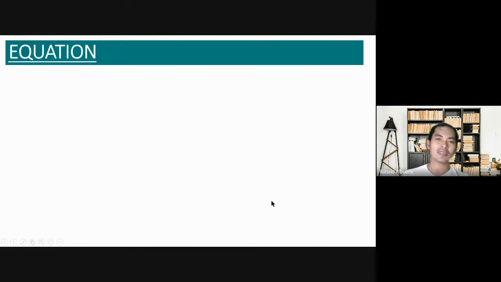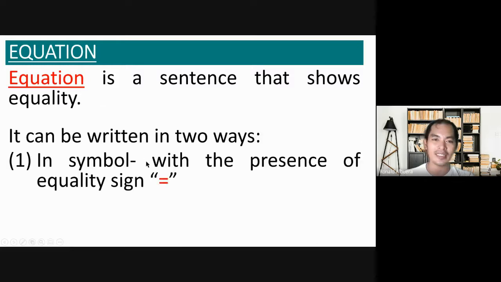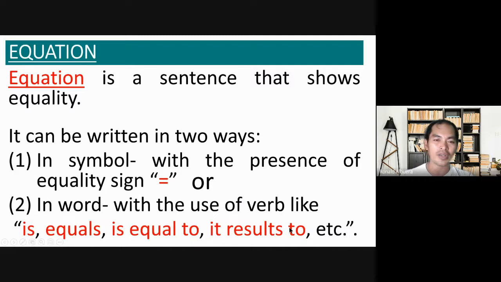Okay, let's proceed to equation. What do you mean by equation? Pag sinabi equation, is a sentence that shows equality. There are also two ways to write it. In symbol, with the presence of equality sign, ito yung equality sign, equal sign, or in word, with the use of verb like is, equals, is equal to, is results to, or others.